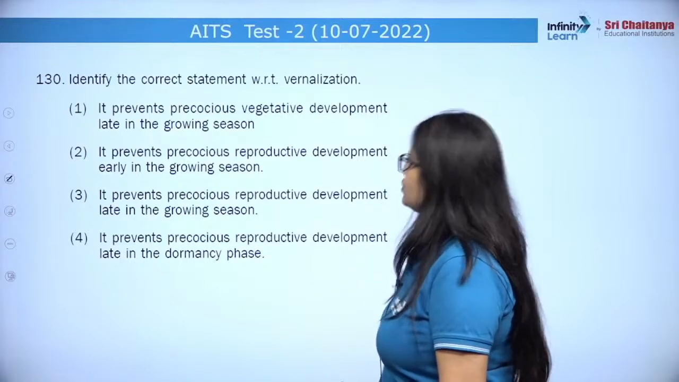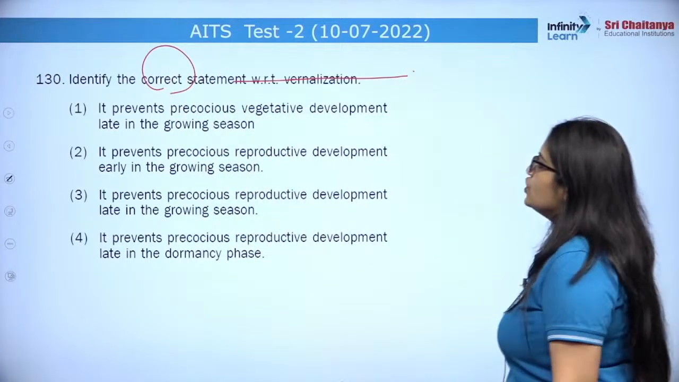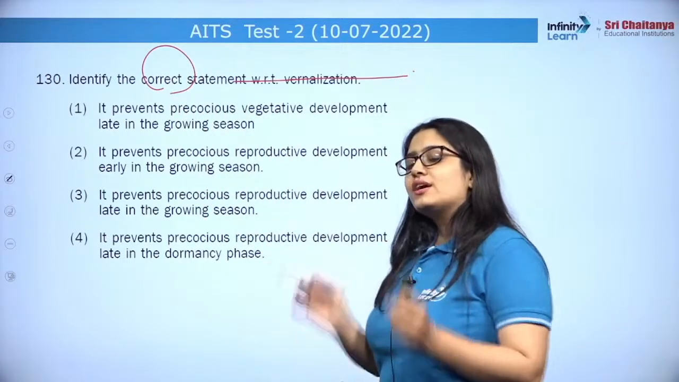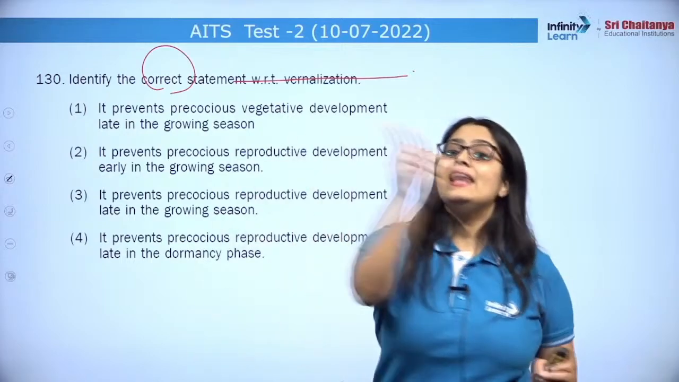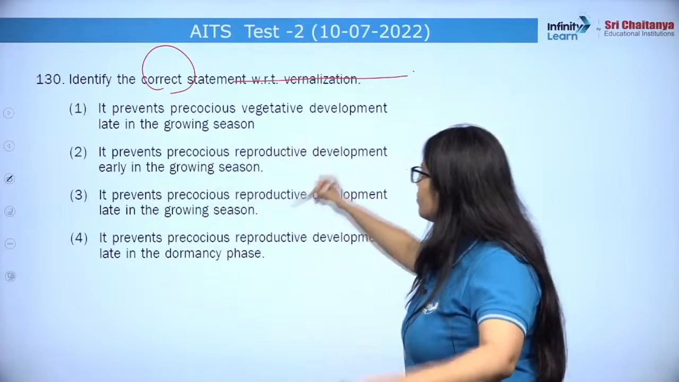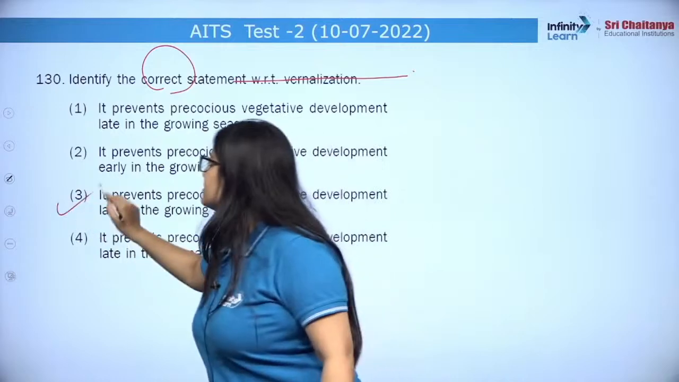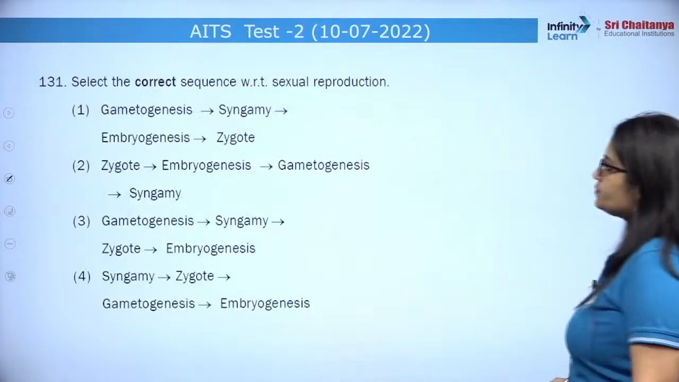So, which statement is correct with respect to vernalization? It prevents precocious reproductive development late in the growing phase. Please remember this. Next question.